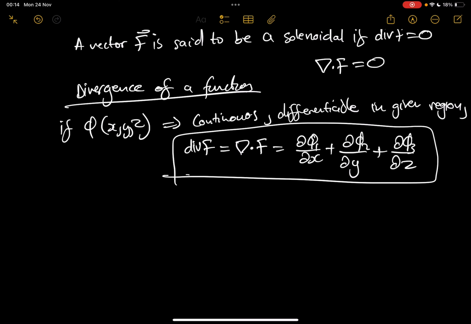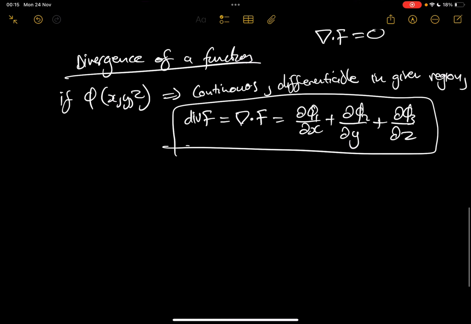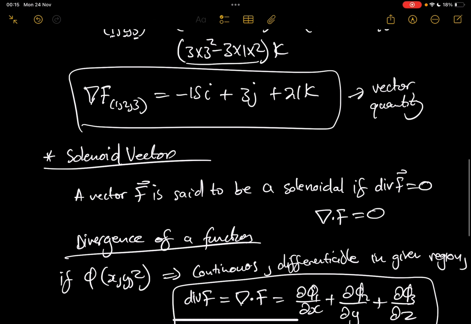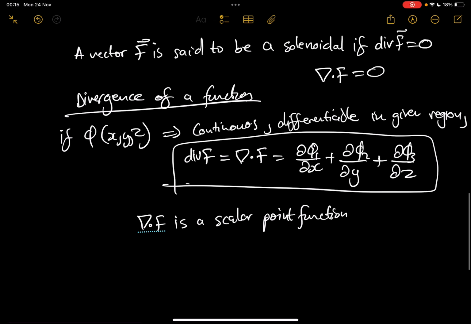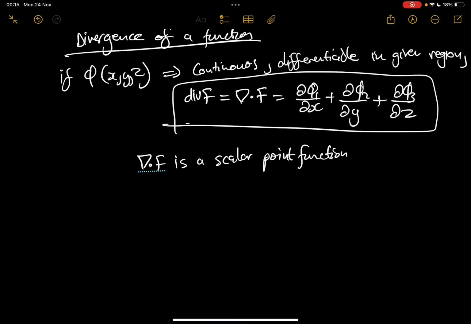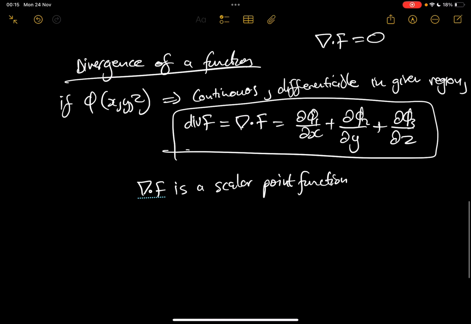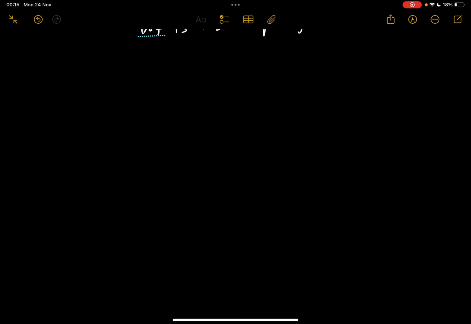So what you have to understand here is that with the divergence, we are looking at a vector point function, and after evaluating a vector point function, we are going to get a scalar point function. Unlike with the gradient, we evaluated a scalar point function to get a vector point function. With divergence, you evaluate a vector point function to get a scalar point function. This is what you have to remember for divergence.